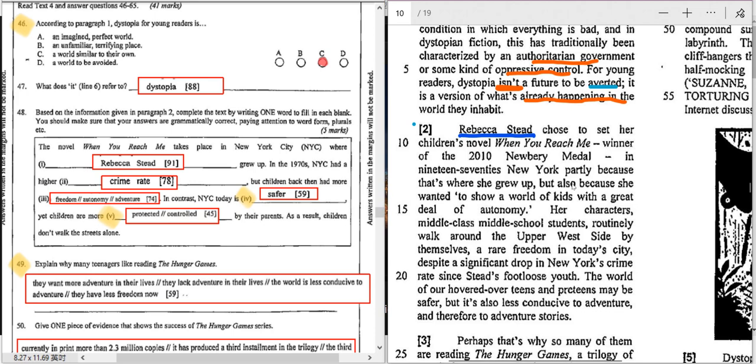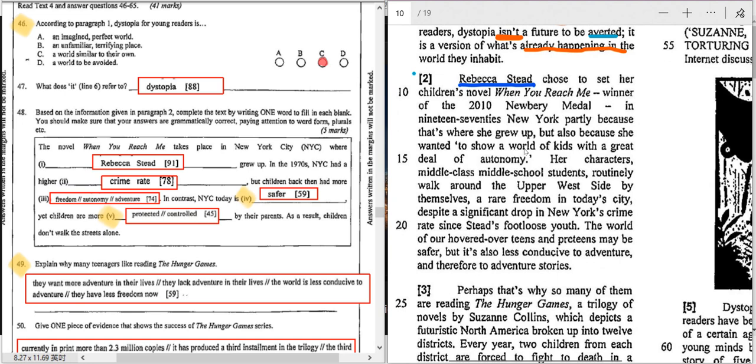So if you go through the paragraph here and do a little bit of reading, you will find that New York City used to be plagued by a very high crime rate. So crime rate should be the words for these two blanks. Where are the words? Let's see.